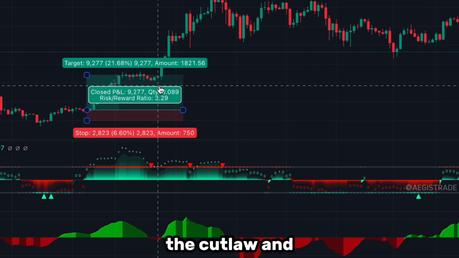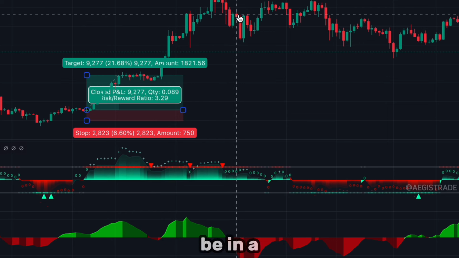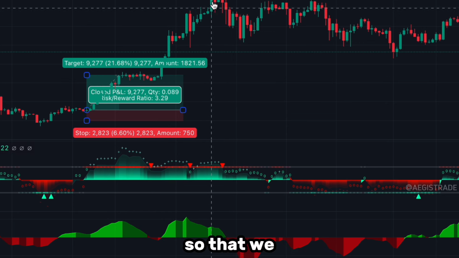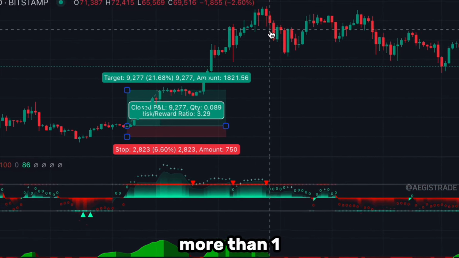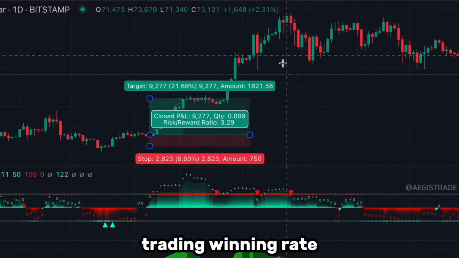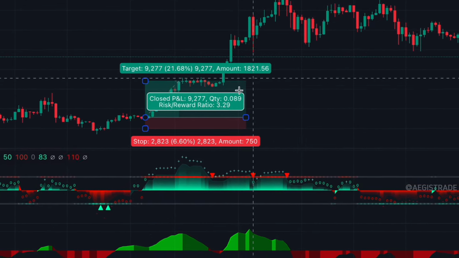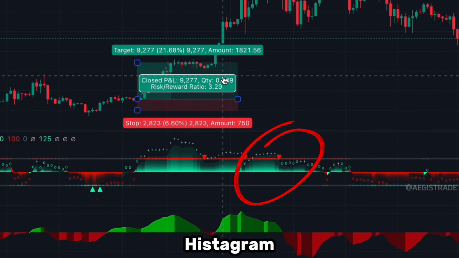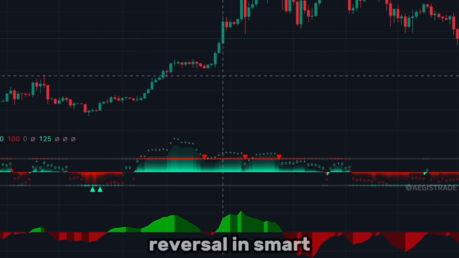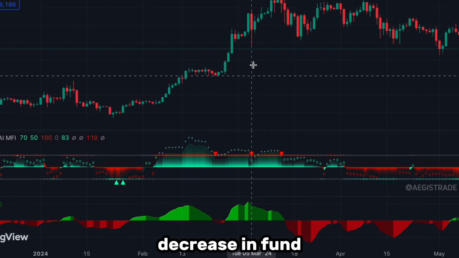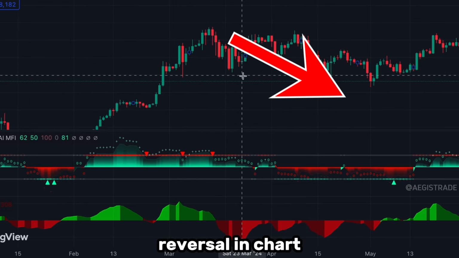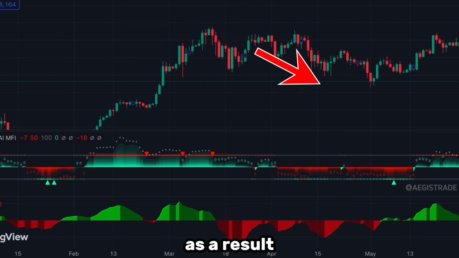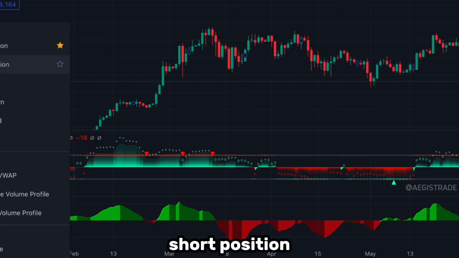To ensure that, the cut loss and take profit target set must be in a ratio more than 1, so that we can plan for a reward-biased trade. This will help to enhance our trading winning rate based on our trading strategy. Aside from that, if both the MACD histogram and smart money flow show a reversal in trend, we need to take note. Reversal in smart money fund shows the decrease in fund accumulation. Change in trend in MACD histogram shows a reversal in chart momentum. As a result, we can start to plan for our exit or short position.